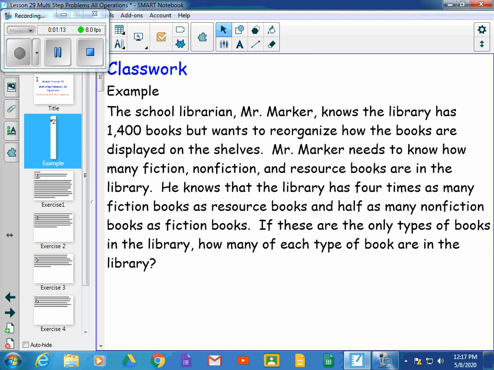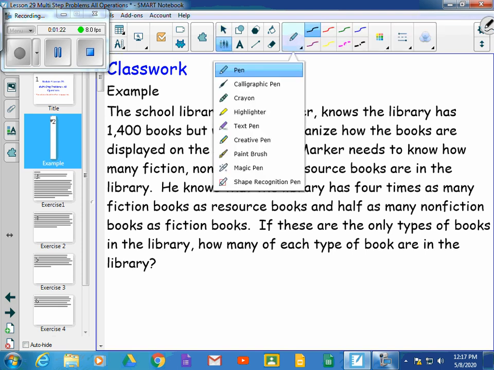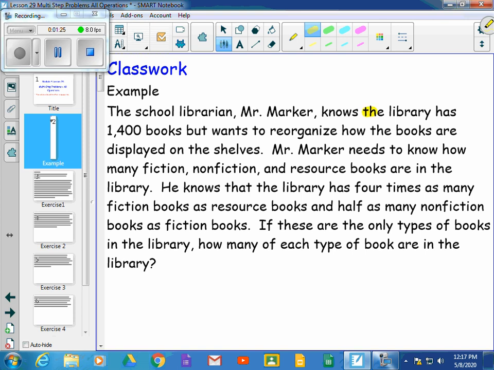So if we read this story, we can understand that it's just about a librarian and organizing some books. But if we take a further look at the specific information that we're given, we can see that the library has 1,400 books total. He also knows that fiction, nonfiction, and resource books are the only types of books that he has. He says that the library has 4 times as many fiction books as resource books and half as many nonfiction as fiction books.